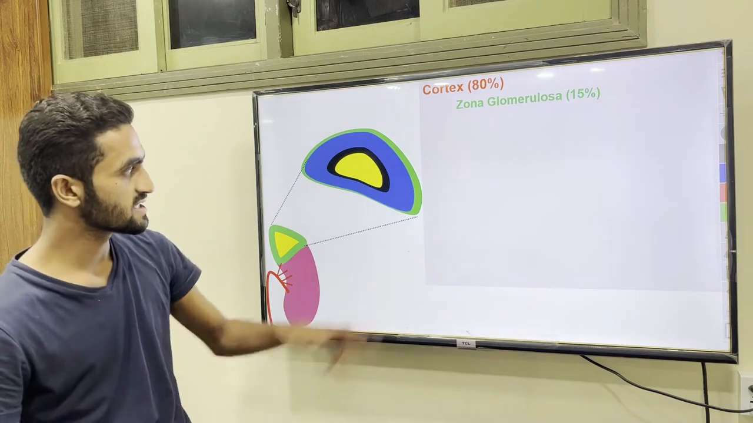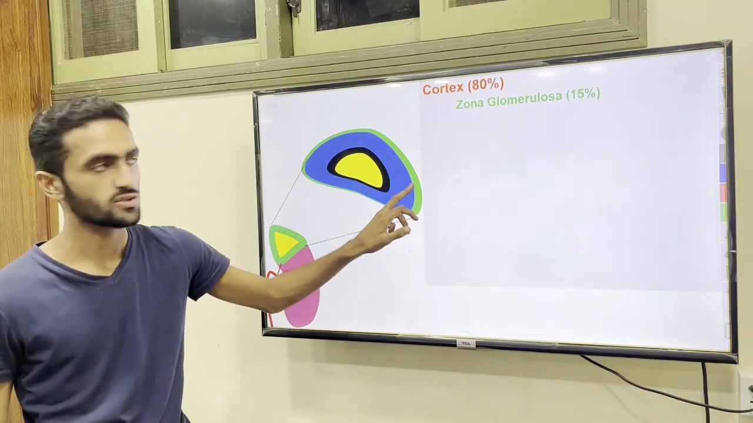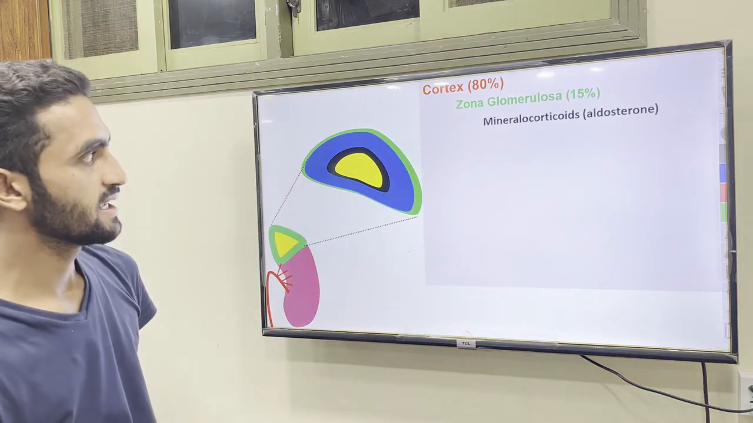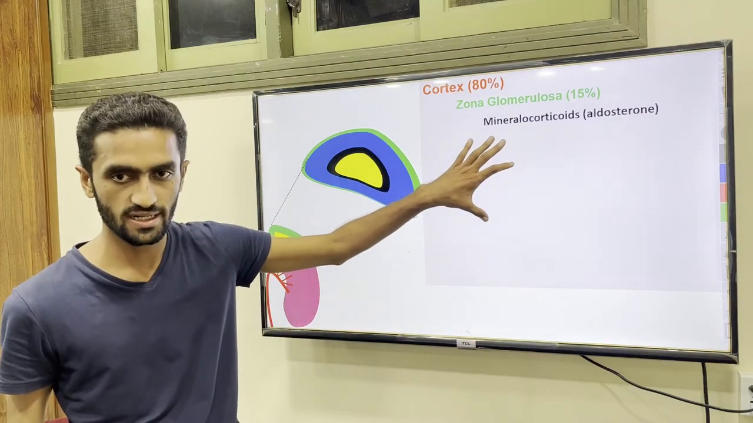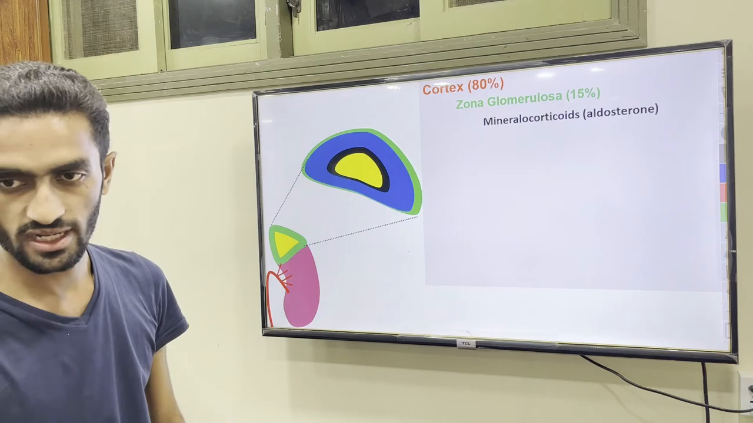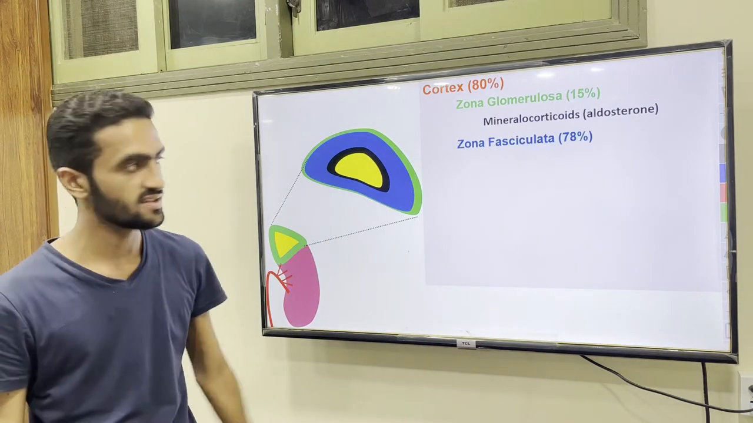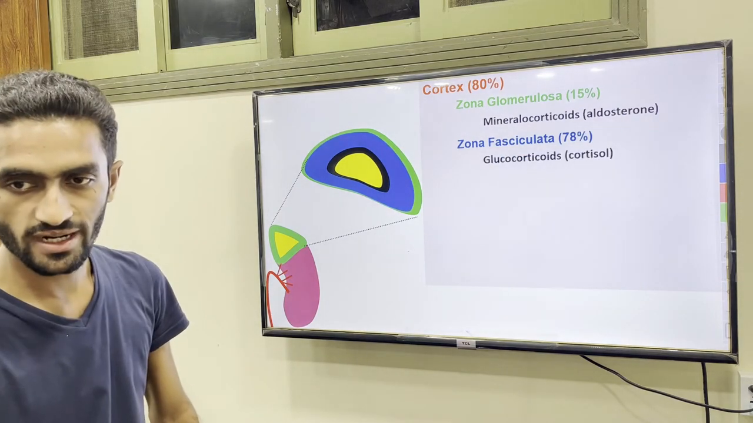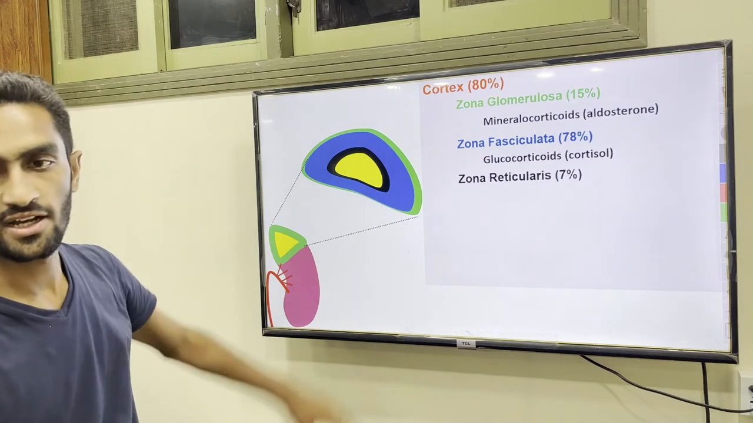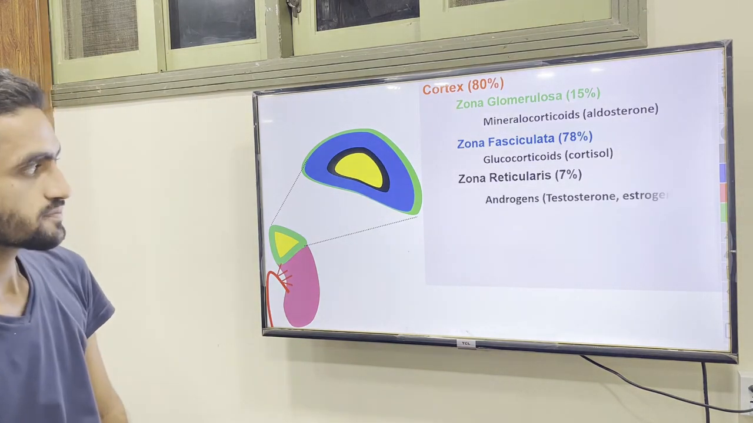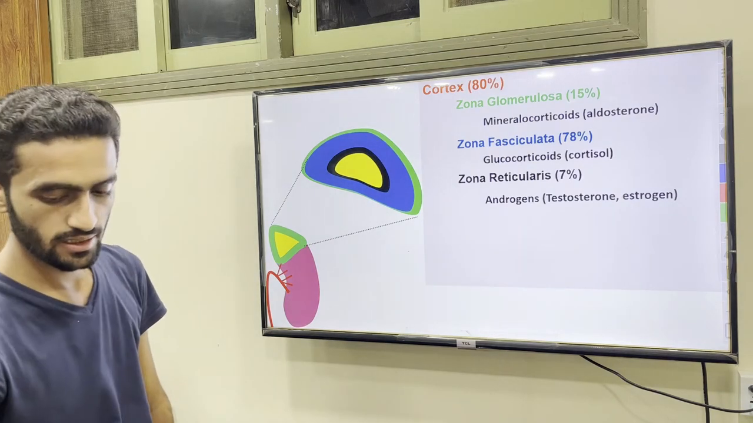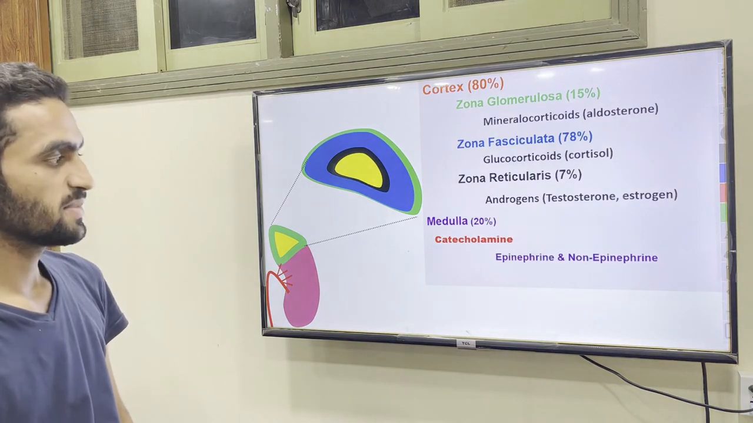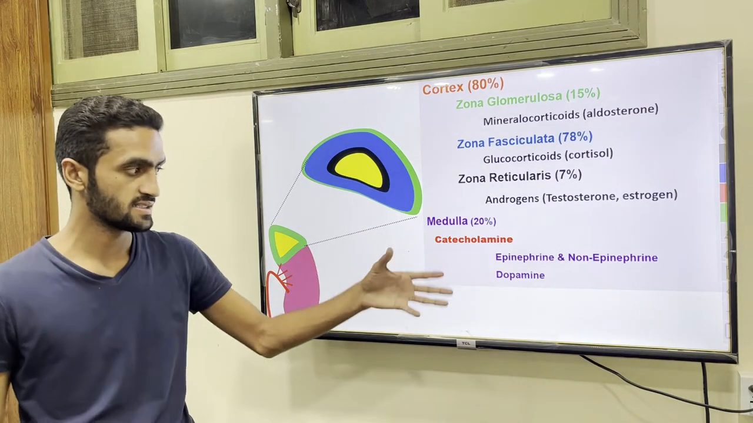So there are three layers. This green one, which is 15%, is the zona glomerulosa, and its function is controlling the mineralocorticoid, the aldosterone hormone. The blue one, which is 78%, is the zona fasciculata, which controls the glucocorticoid, cortisol. And the black one is the zona reticularis, which secretes the androgens. The medulla, which is 20%, is catecholamine type: epinephrine, norepinephrine, and dopamine are secreted here.